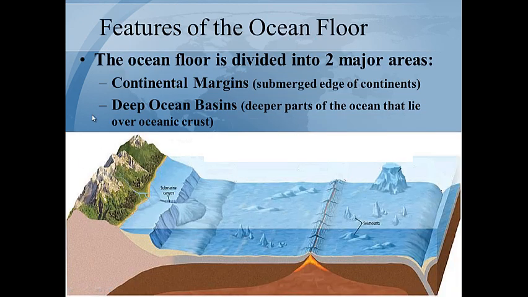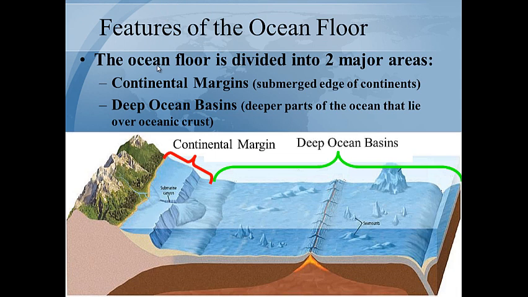Okay, so features of the ocean floor. The ocean is divided into two major areas. We have the continental margins, okay? The continental margin is the submerged edge of a continent, okay? So yeah, that's right, continents are partially underwater. And that part that's underwater, we call it the continental margin. And then, once we leave the continent, we have what's known as the deep ocean basins. These are the deeper parts of the ocean that lie over oceanic crust here. Okay, so continental margins, deep ocean basins.